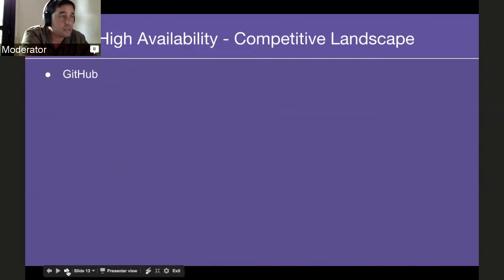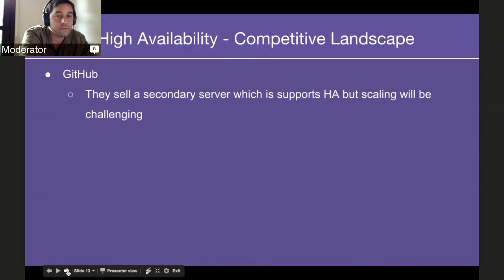What is the competitive landscape? I briefly took a look at this. What GitHub offers right now is that they sell a secondary server that supports HA, but scaling will be challenging. As far as I understand, what I read from their page, they basically offer you to have one instance and a second instance, and have a manual failover to the second one within 5 minutes in the case the first one is failing for whatever reason.